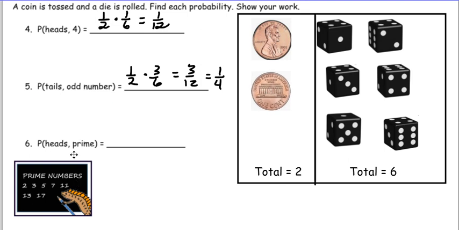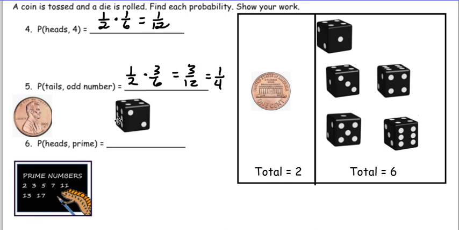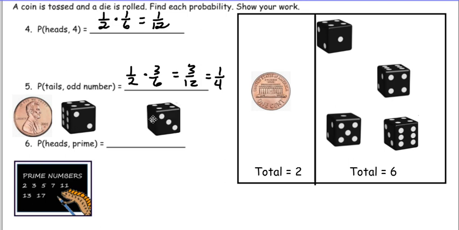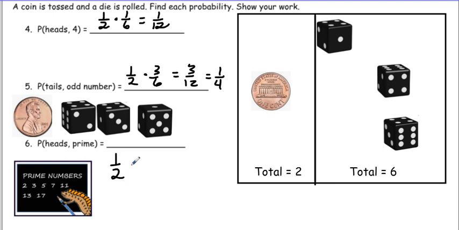What's the chance of getting a heads and a prime number? What are prime numbers? Oh, here we go, that's handy. So 2 is prime, 3 is prime, 5 is prime. So the chance of getting a heads is 1 out of 2. The chance of rolling a prime number is 3 out of 6. So again, you have a 1 in 4 chance.